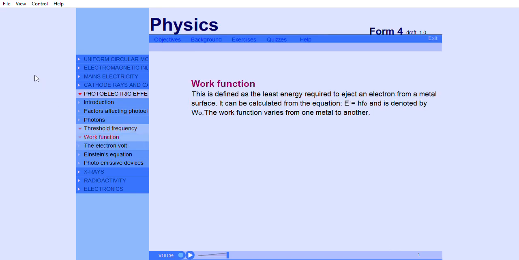Work function. This is defined as the least energy required to eject an electron from a metal surface. It can be calculated from the equation E equals hf0 and is denoted by W0. The work function varies from one metal to another.